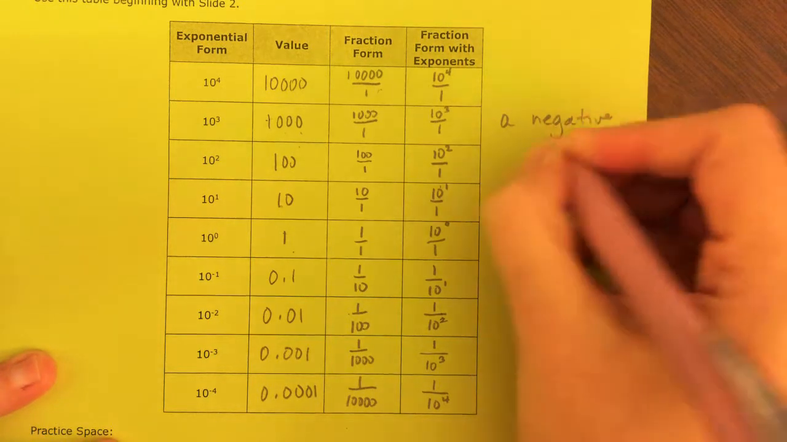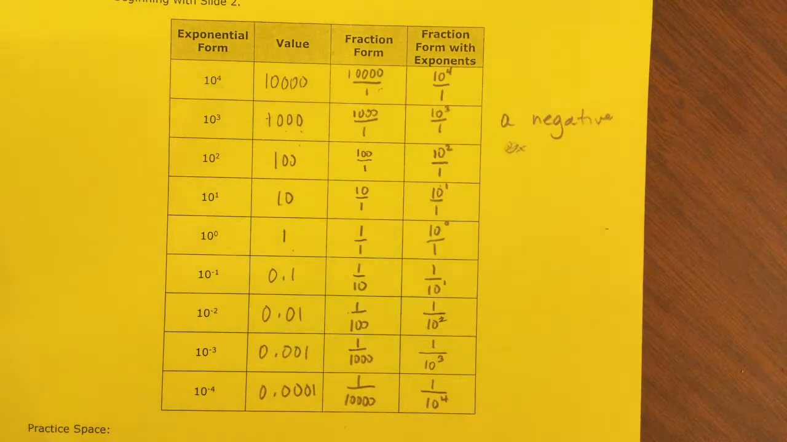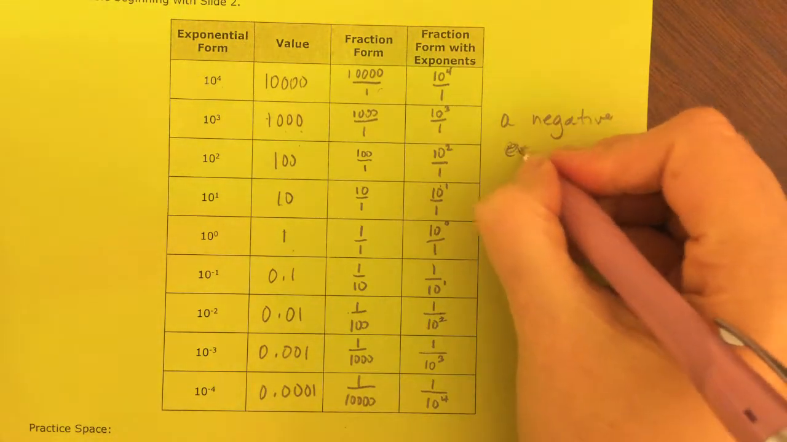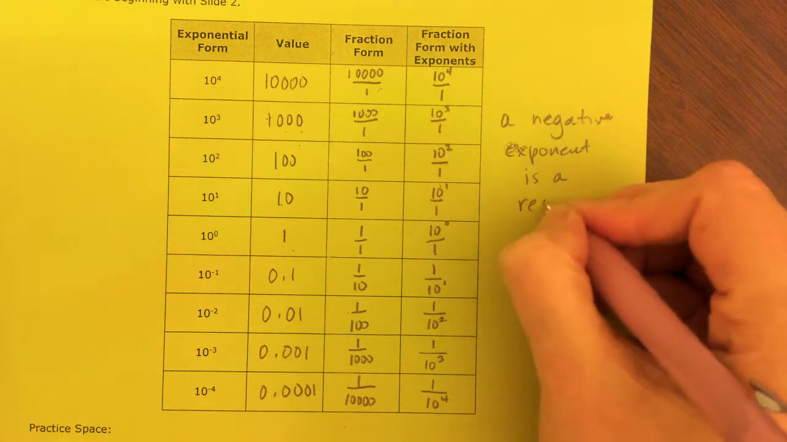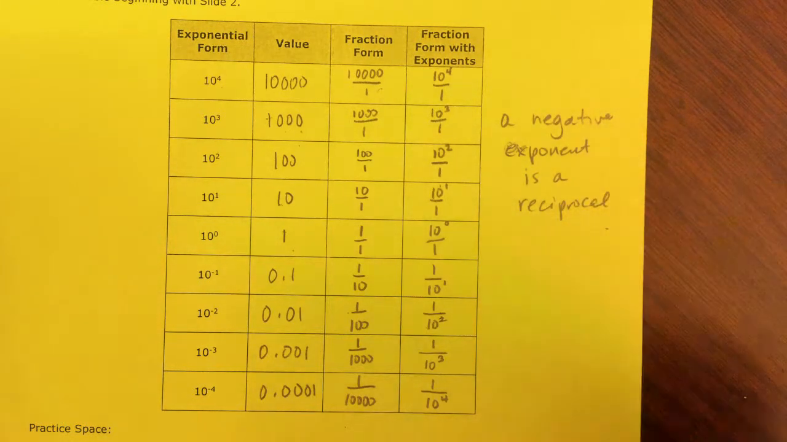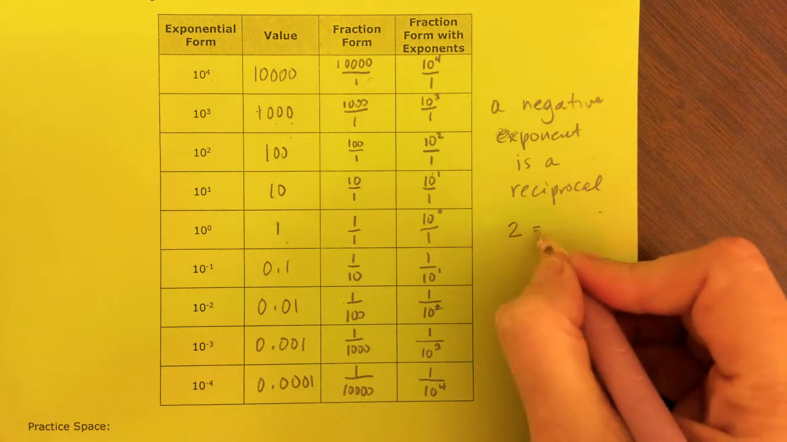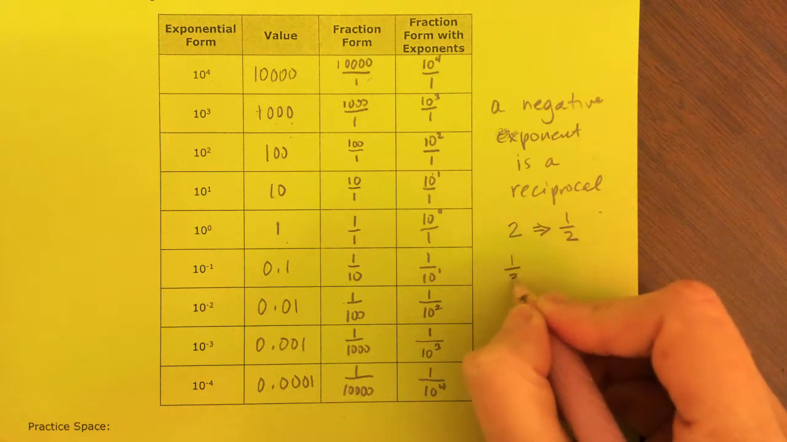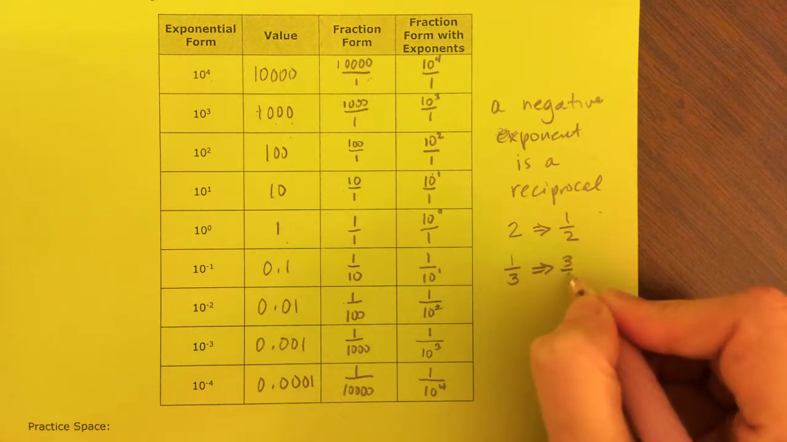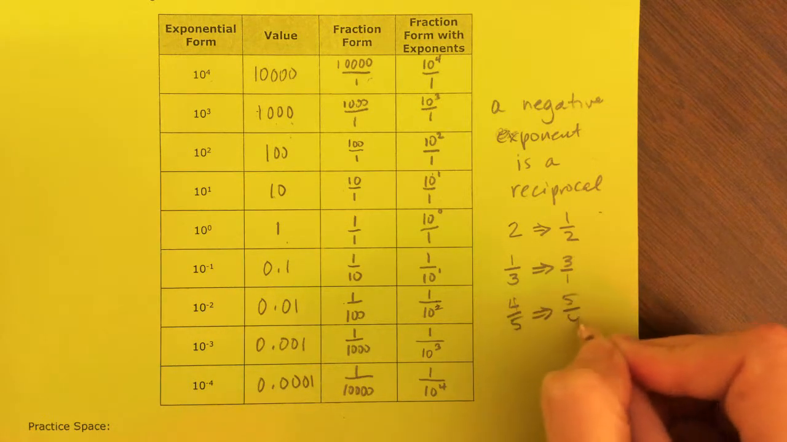A negative exponent is a reciprocal. And if you recall, a reciprocal is that flipped fraction. So the reciprocal of 2 is 1 over 2. The reciprocal of 1/3 is 3 over 1. The reciprocal of 4/5 is 5 over 4.